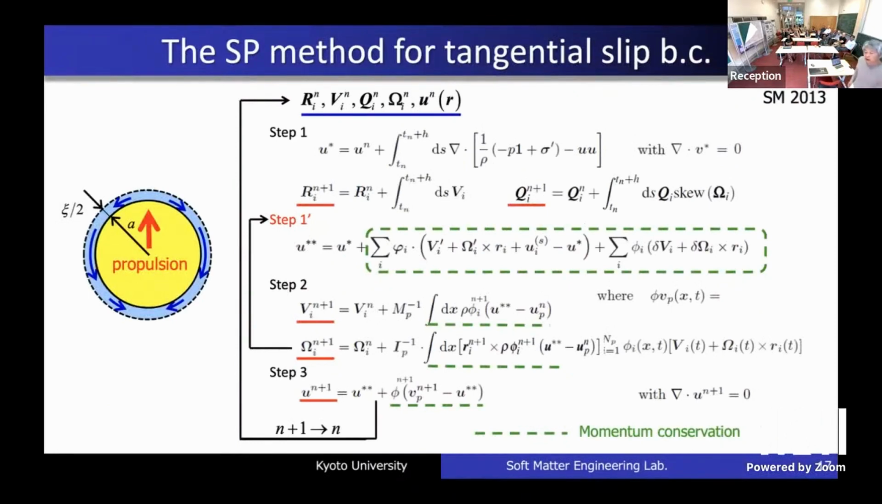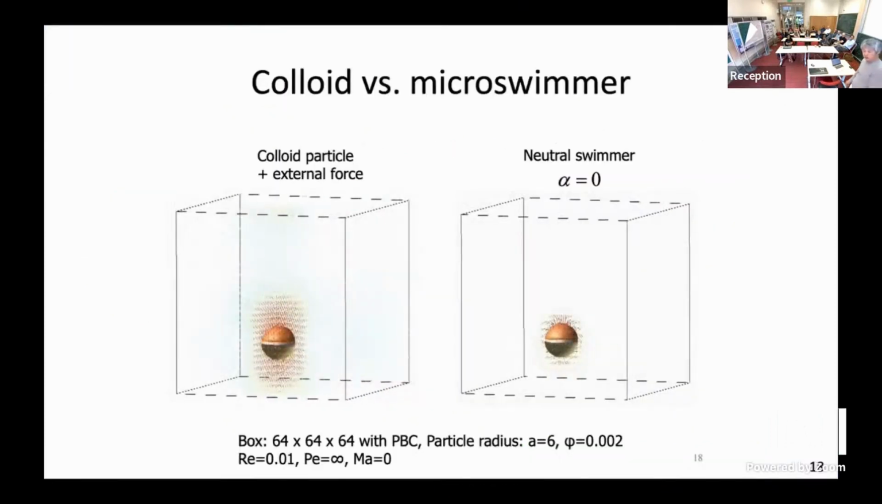Then this is another numerical scheme which we invented, we developed for this type of thing. The essence is the same. We update these variables without caring about anything, then we take into account the momentum conservation. Then repeatedly using this, we can simulate many microswimmers simultaneously. So you see one example here.